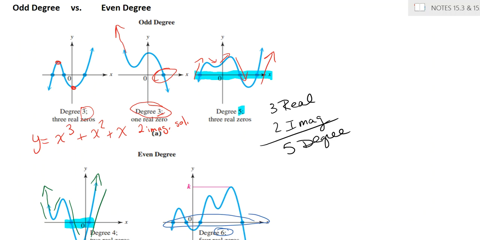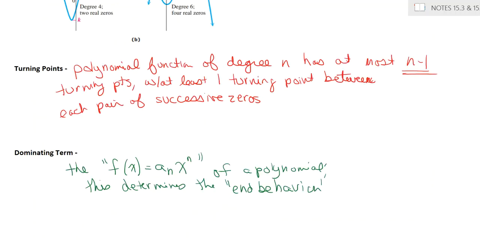Continuing from our last video of 12.3, we were talking about odd degree versus even degree and about some terms. I want to mention two quick definitions with this. The first one being the turning point. A polynomial function of degree n has at most n minus 1 turning points.